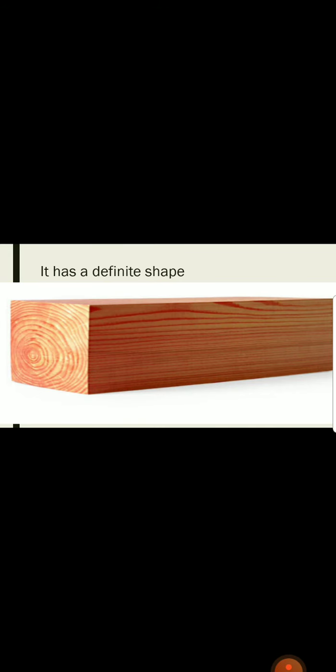Let's begin with solids. A solid has a definite shape. Look at this block of wood. It has a definite shape. You cannot change the shape of this block. Now look at the eraser. See, this eraser maintains the same shape. Whether you keep it in your pencil box or on a desk, it would remain as it is.